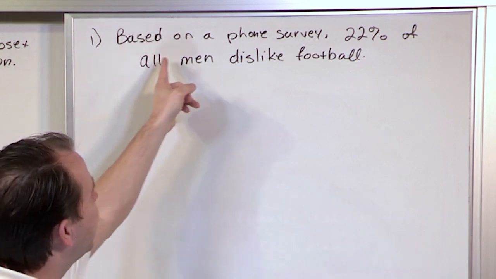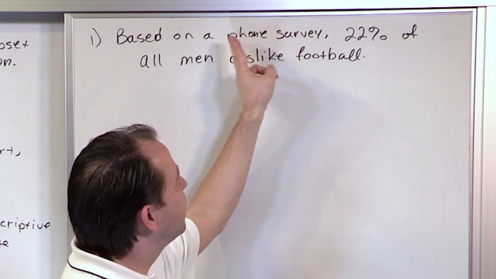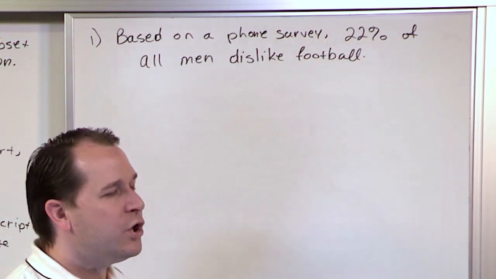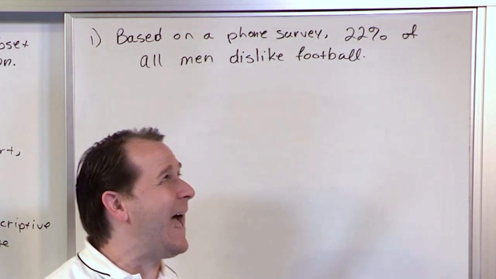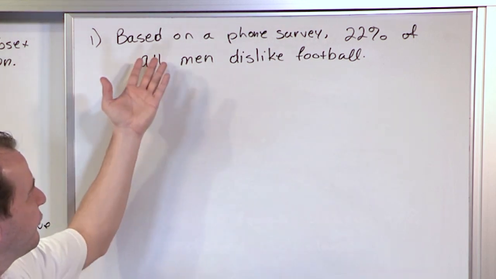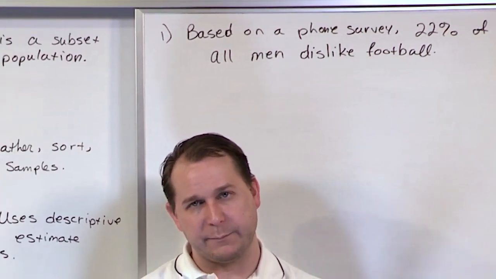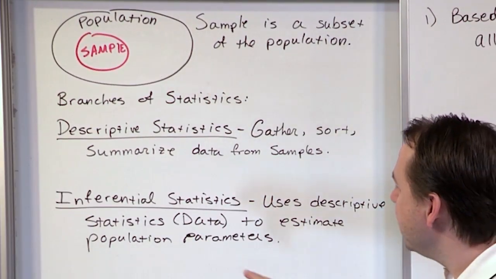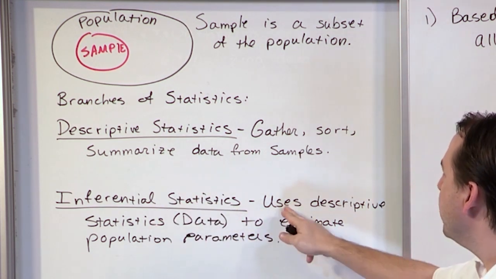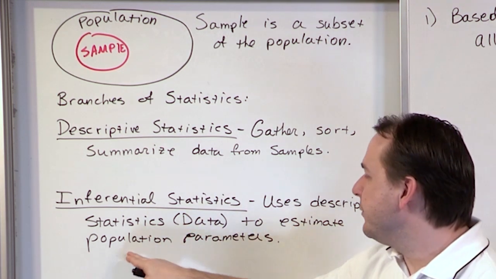What we're doing is taking a phone survey. We're trying to learn something, and we've said that based on this phone survey, 22% of all men dislike football. Well, you should know that it's impossible to ask every man if he dislikes football or not. It's just too many people. So we take a survey, and from that, we're saying 22% actually don't like football. What we have done is inferential statistics because we've drawn a conclusion, we've drawn an inference. We've used descriptive statistics, data, to estimate a population parameter.